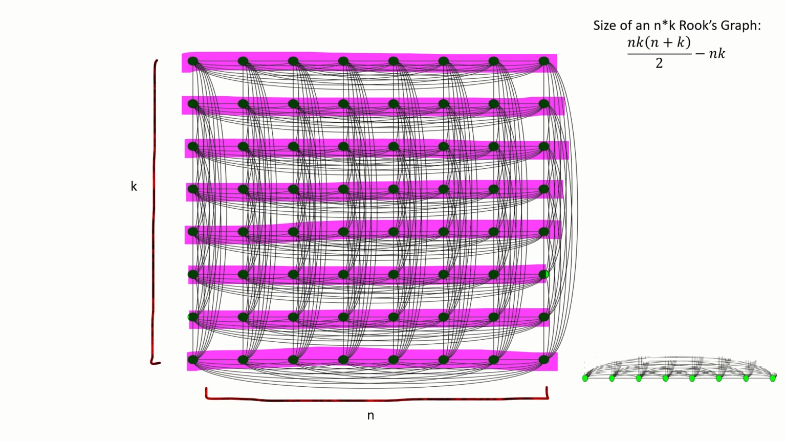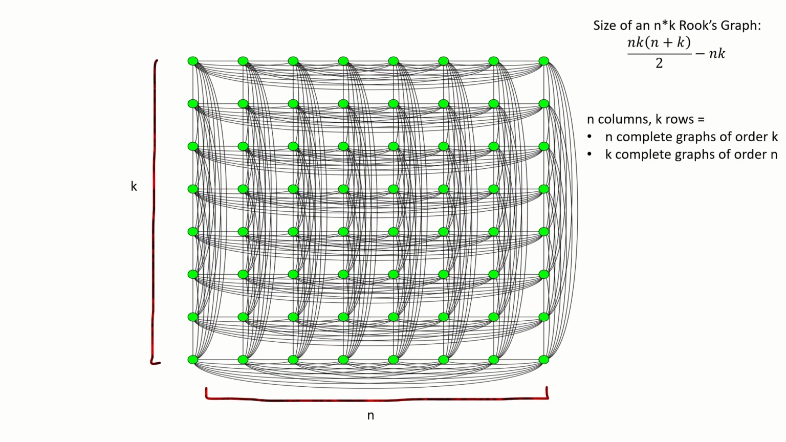Also notice that the edge sets of the complete graphs are disjoint, meaning there is no overlap between the edges in each complete graph, as a single edge cannot correspond to both a rook's move along a column and along a row. Since the edge sets are disjoint, we can find the size or number of edges in a rook's graph by counting up the edges or sizes of each complete graph.